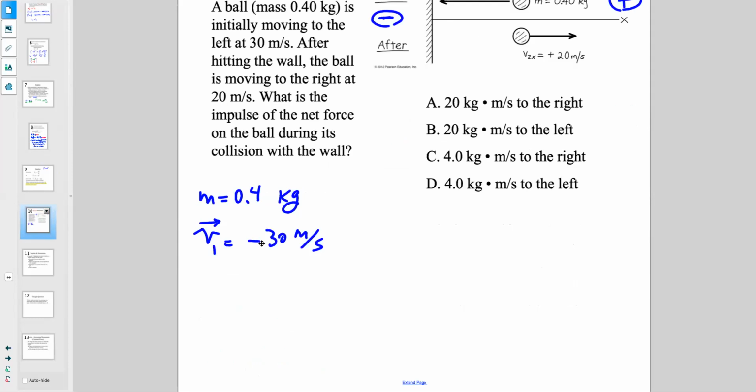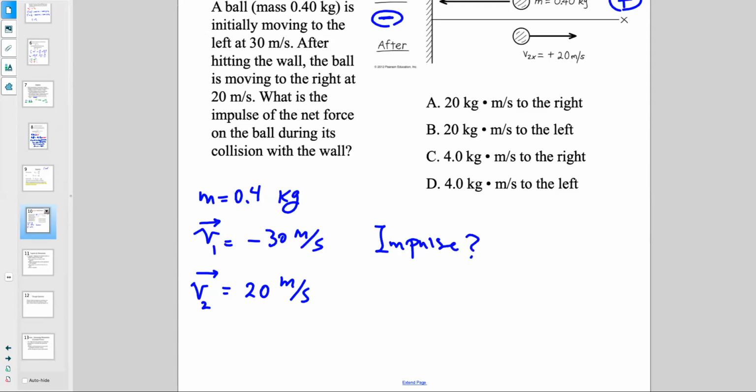After hitting the wall, the ball is moving to the right. It has the same mass, obviously, the mass doesn't change, but it's going to the right with a different velocity this time, 20 meters per second. So I have V2 of 20 meters per second. What's the impulse of the net force on the ball during this collision with the wall? Now we're looking for impulse.